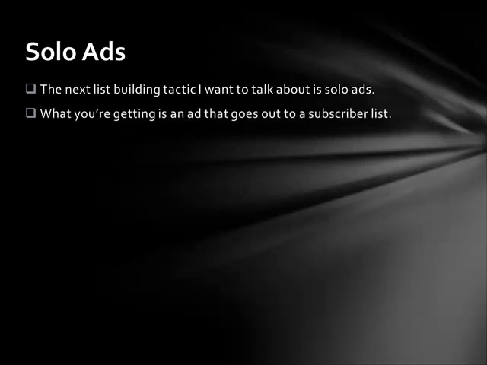Now, what you're getting is an ad that goes out to a subscriber list. So let's say you buy a solo ad for $300 for 1,000 clicks to your site. You pay 30 cents per click, and you know exactly how many clicks are going to come to your site. The guy who sells you a solo ad sends an ad out to his email list, which recommends your freebie or your website. So you know exactly what you're getting here. If you pay for 1,000 clicks, you know how much you're paying up front and how many clicks you're supposed to be getting from this solo ad.